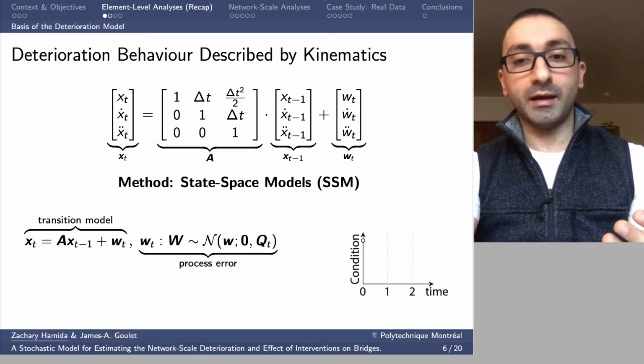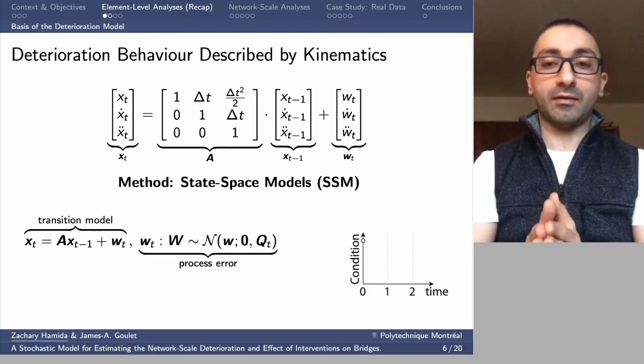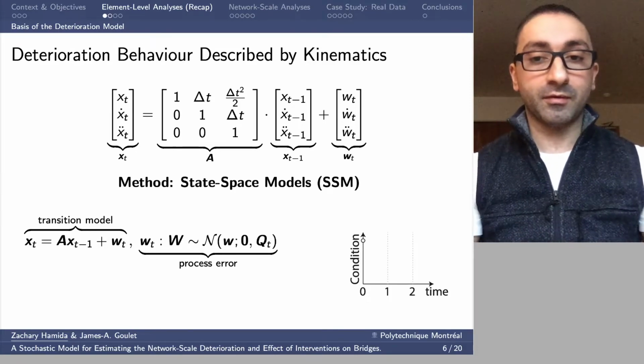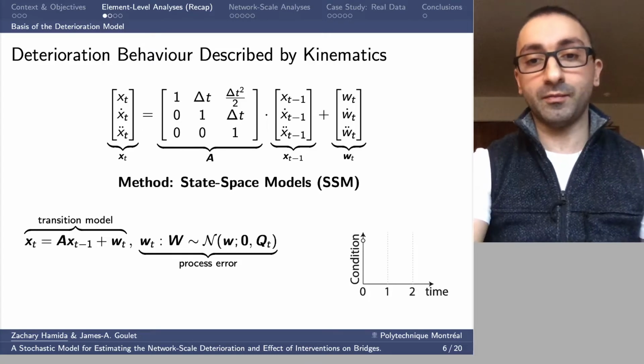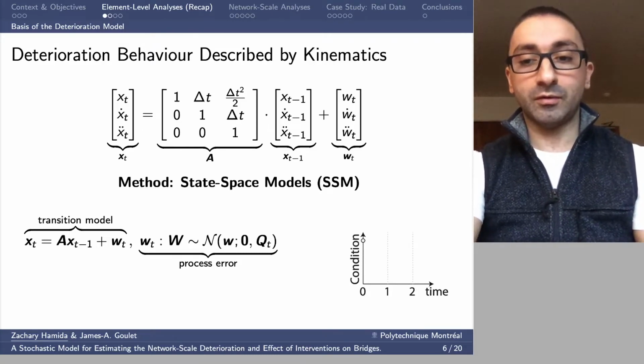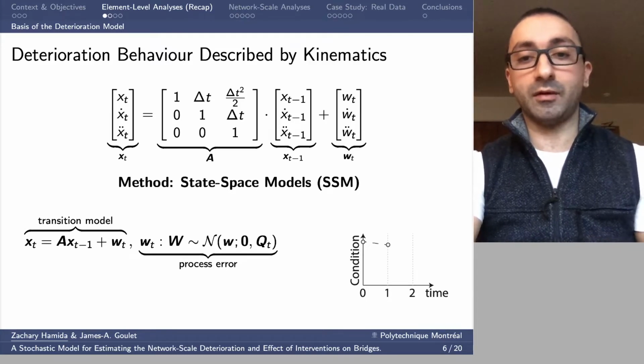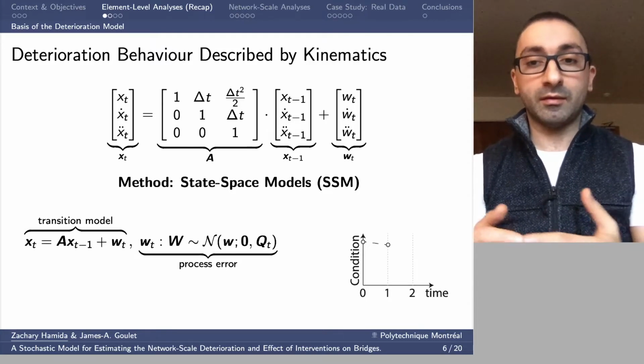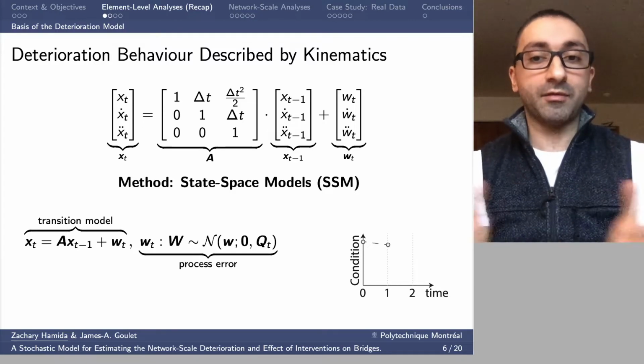Now, the way this goes is that we have a prior estimate for the condition at time t0, and we are using this transition model to get the estimate at time t1. So far, we haven't used the observation.